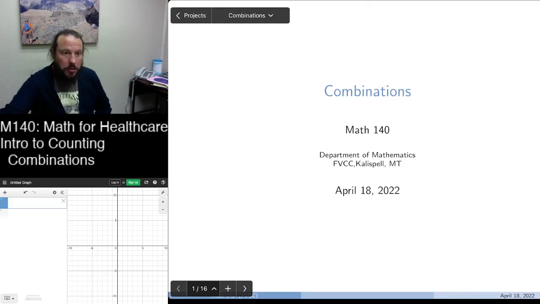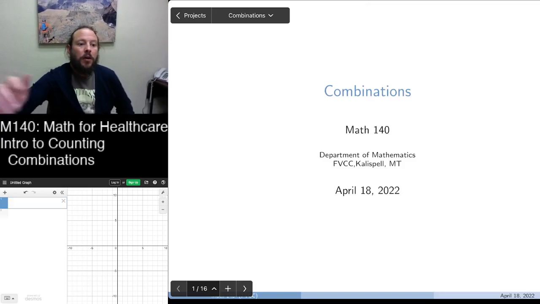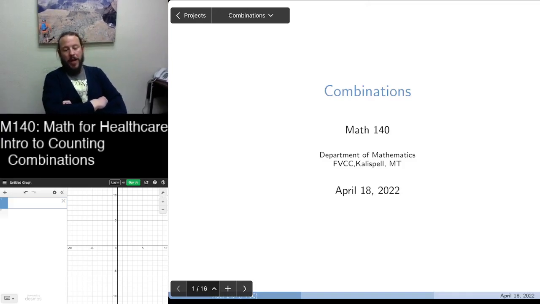Today we're going to be working on counting still. Last time we saw permutations, which is really an extension of the multiplication principle. Here we're going to be looking at combinations.